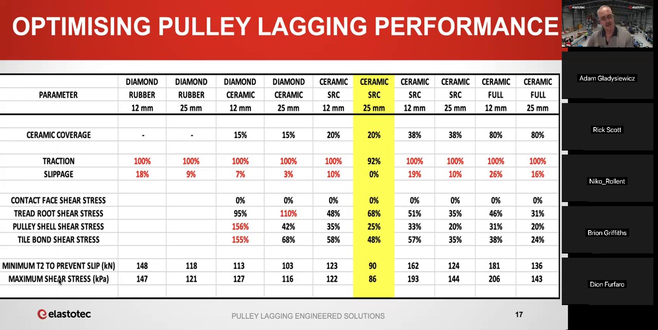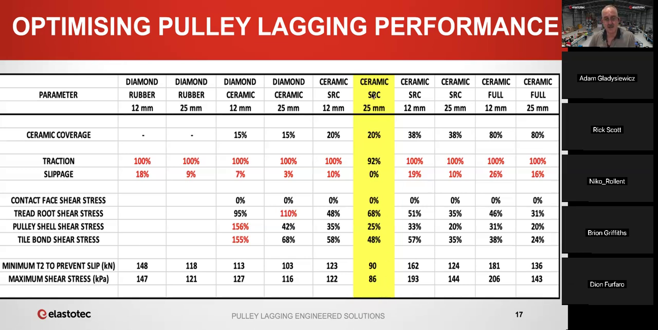And then these last 2 were the T2 to prevent slip, and then this bottom one, the maximum shear stress. So the thing that we're looking to do is we don't want any slip. We want to have the full fatigue life, so we're not going to get a failure due to fatigue. And then if we can get the lowest shear stress being applied to the belt, that's a good thing, because that'll help your belt splices last longer.